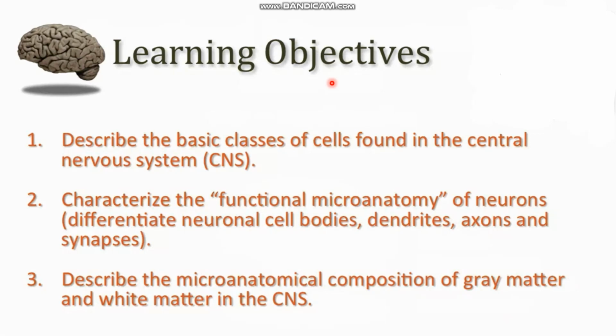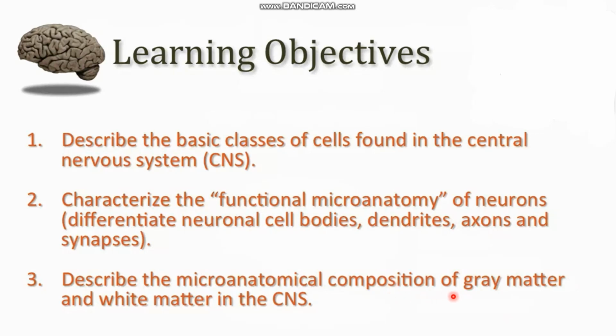So what I want you to take in from this lecture is that after it, you should be able to describe the basic classes of cells found in the central nervous system, and you must be able to characterize the functional microanatomy of neurons. You must be able to differentiate the different parts of a neuron and the function of neurons. So I call it functional microanatomy. And you must be able to describe the microanatomical composition of gray matter and white matter, which we already talked about in the last lecture.